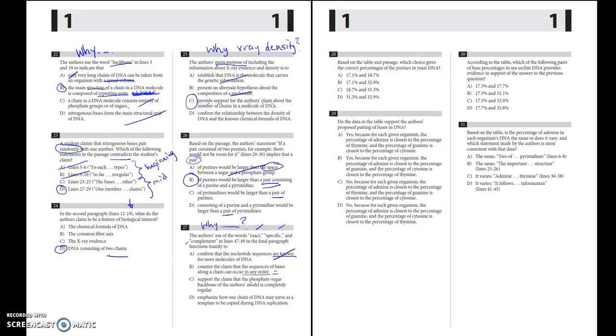Oh, what do you think about that? I'm not sold on that one. I'm going to say no. It doesn't support. There's no claim support of that regularity. So I'm going to say no to that.